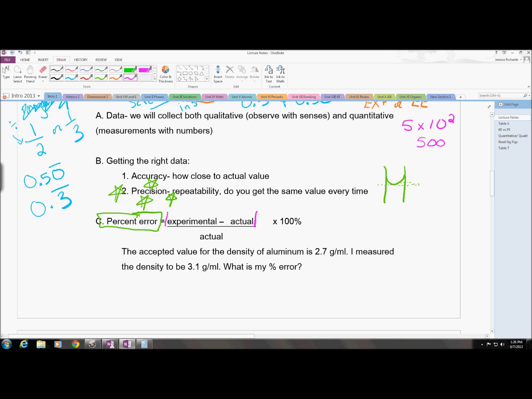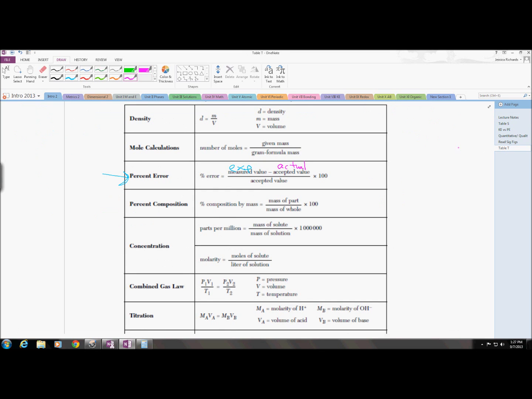Now the only difference between doing the absolute value or not is that the number will be the same. The only thing that's going to be different is the sign in front of it. If you follow this equation without the absolute value bars, a positive error tells you your number was greater than the actual. A negative error tells you your number was less than the actual. You're always free to do the absolute value. Now, equations are on the back of your reference table. The very back page is reference table T, and we have the percent error equation there.